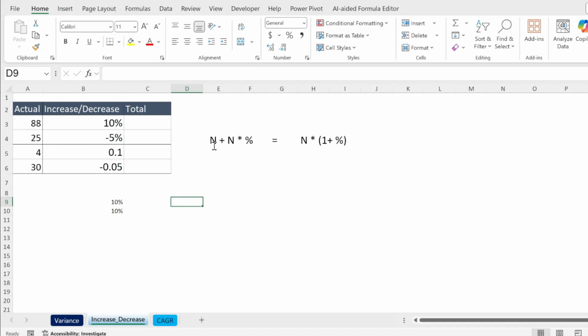I think it's time to look at the formula. So you have n, which is the number, plus n times the percentage. If I factor it, it becomes n times, open parentheses, 1 plus the percentage. We're going to use this one in this case.